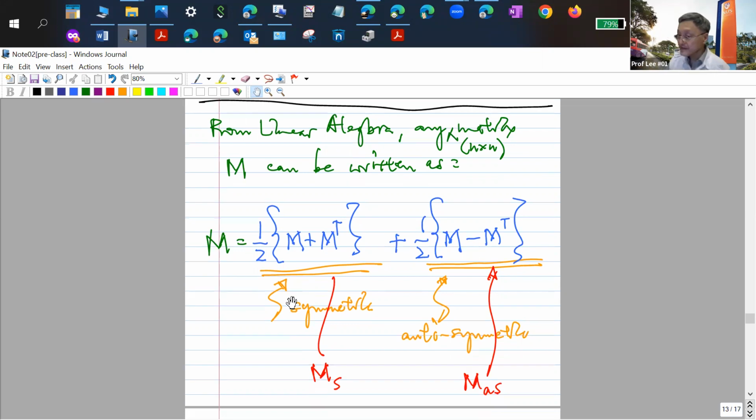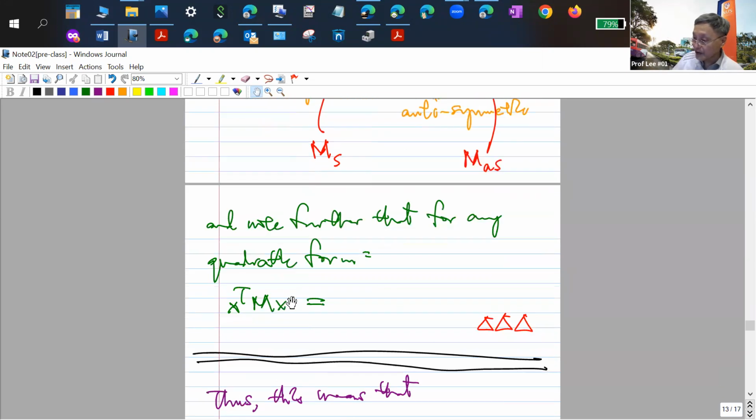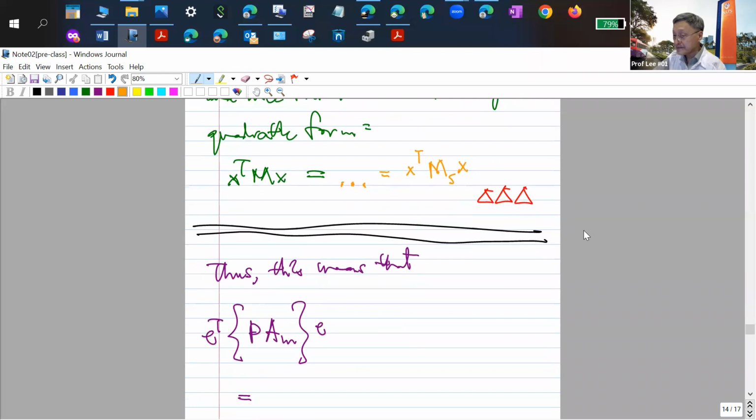As I said, you take any quadratic form, and the only thing that remains will be from the symmetric part. It will just be from the symmetric part, which is a property we will use. So now we will go back to our system.